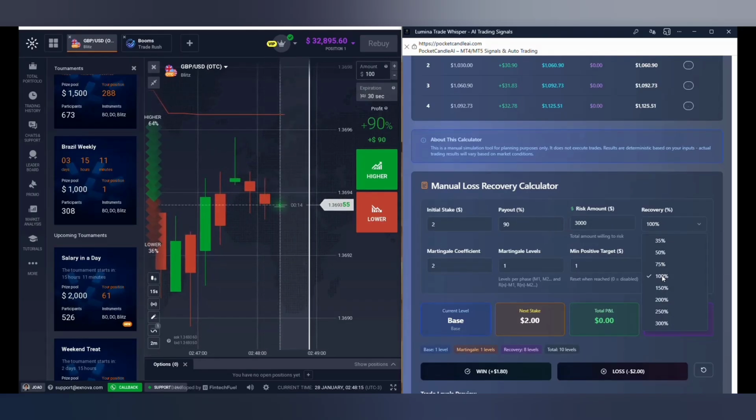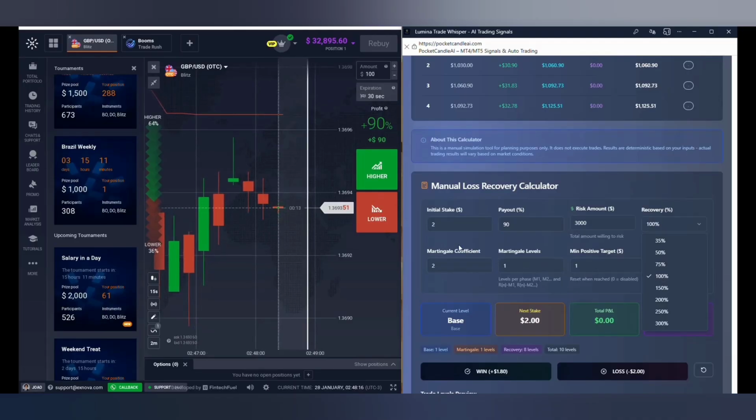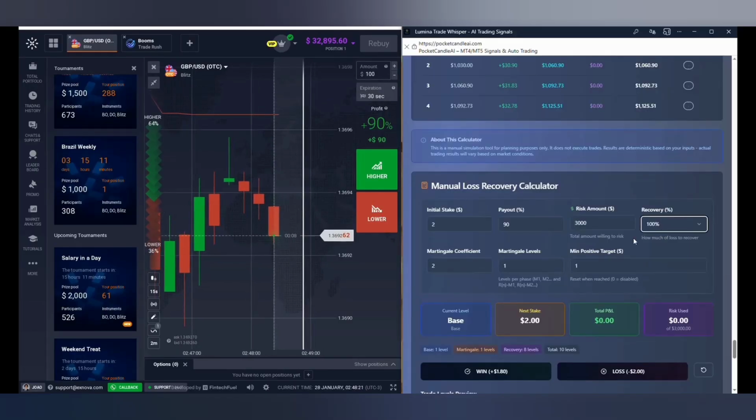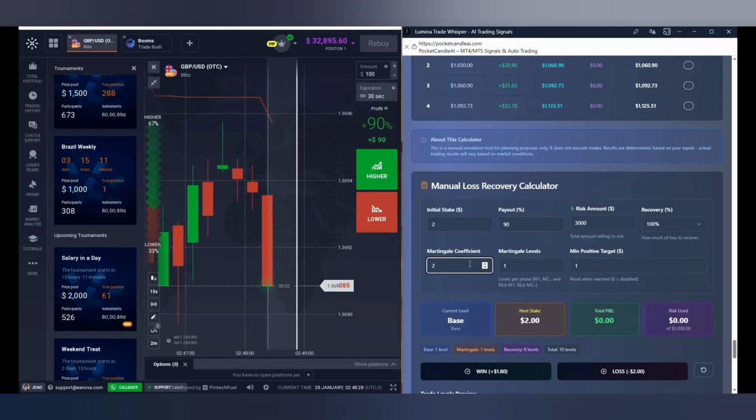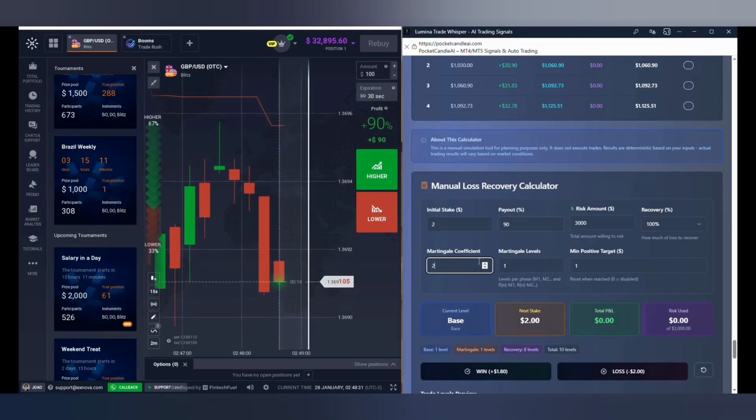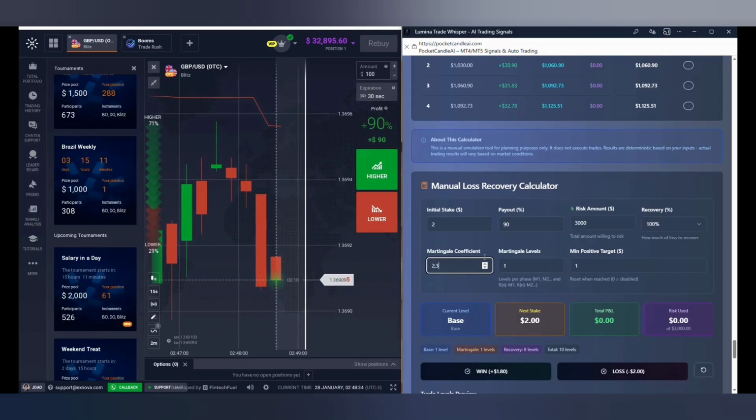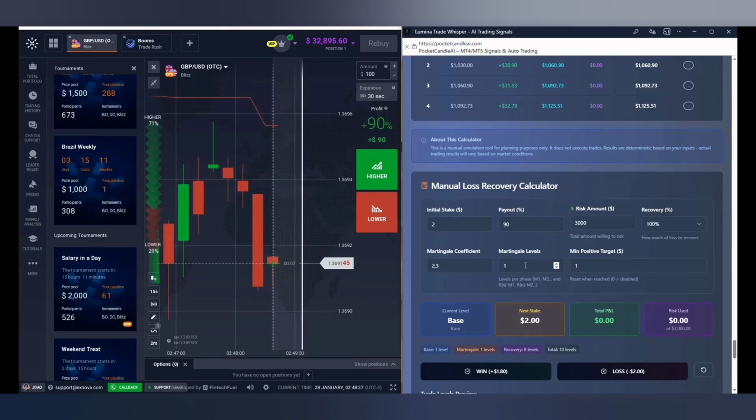You can choose the percentage you want. Personally, I like to recover from 100%. Martingale coefficient, I'm going to put 1.3. So I'm using one martingale.